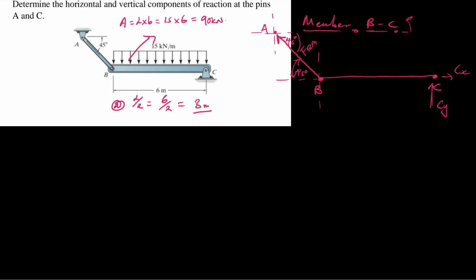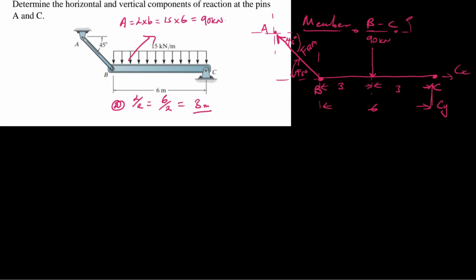So we have the point where I need to expect the point load of 90 kilonewtons, positioned at 3, which means this side will also have 3. But remember, the entire span is 6.